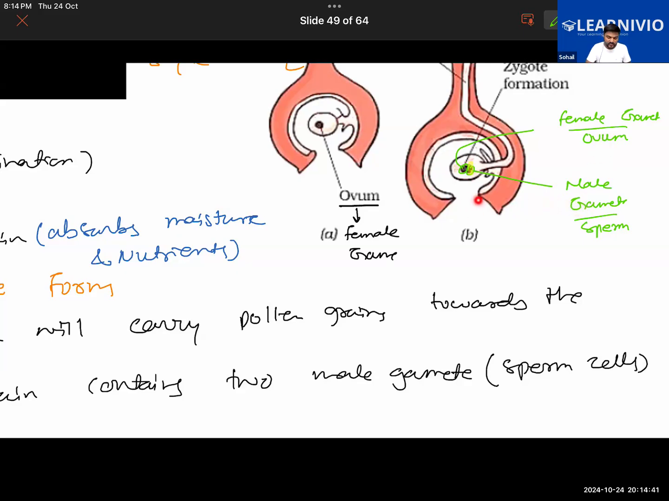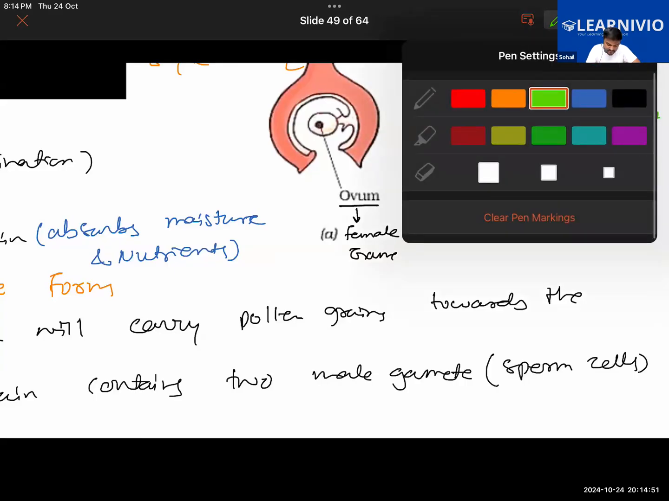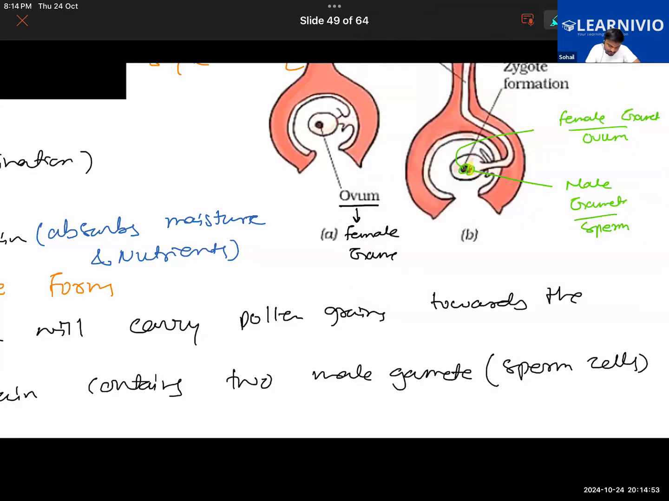So inside this ovary, what has happened here? The male gamete is fusing with the female gamete, right? And it is present inside this sac. You can see this area, this region. Let me highlight this. This sac is called the embryo sac. What do we call this? Embryo sac. So you can think of this as a bag-like structure inside which all this is happening.